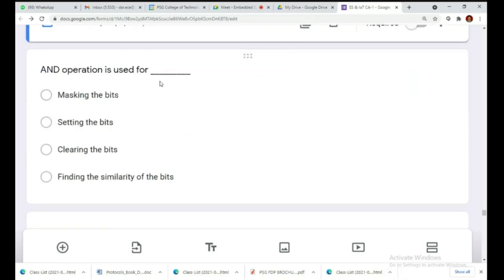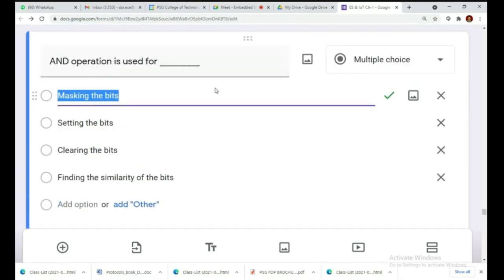The AND operation is used for, it's very interesting, right? Now you can understand the applications of logical operations. Logical AND operation is used for masking the bits. If you don't want some of the bits to be disturbed, those bits can be masked by making them logic ones. AND operations are used for masking the bits. When you want to mask the corresponding bit, you must use AND operations.